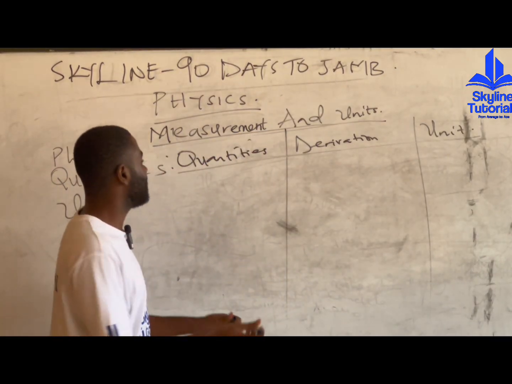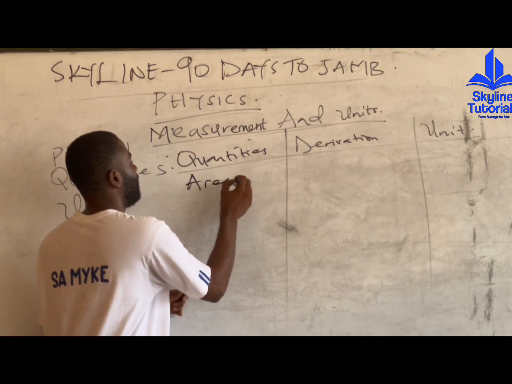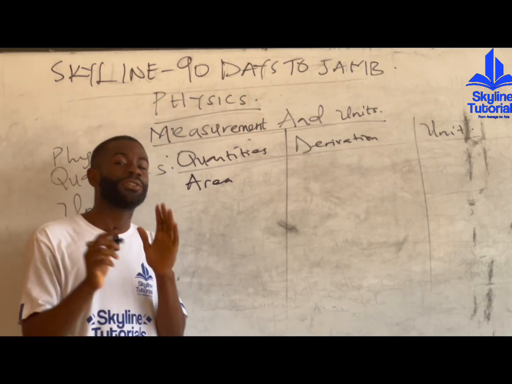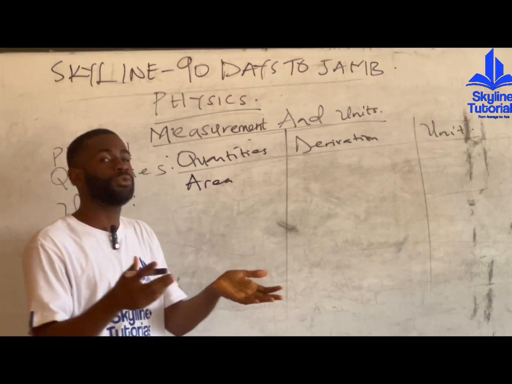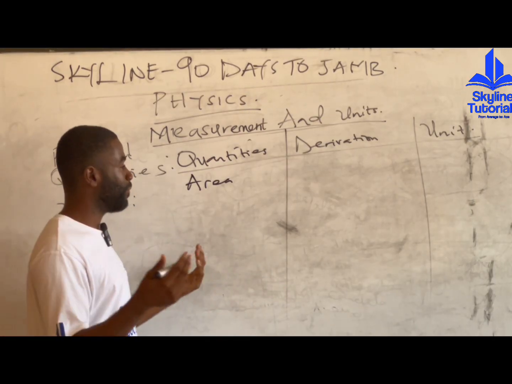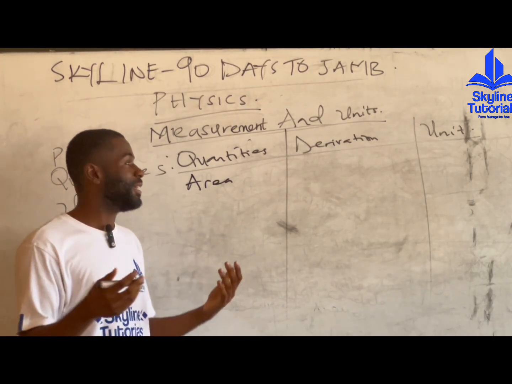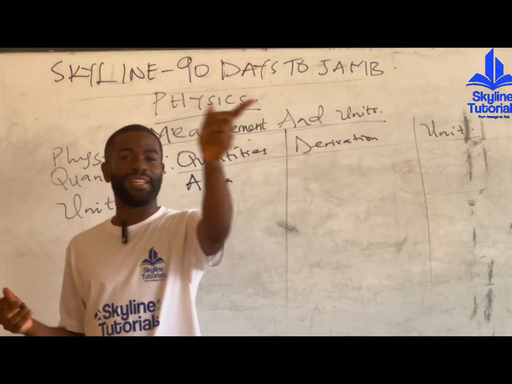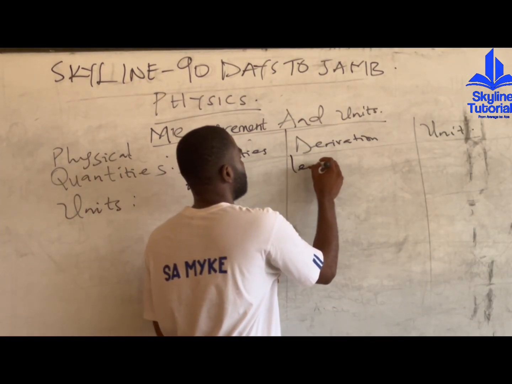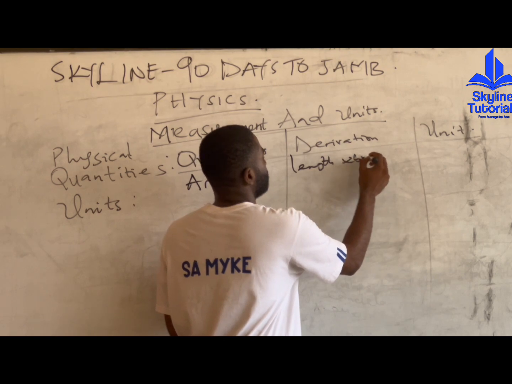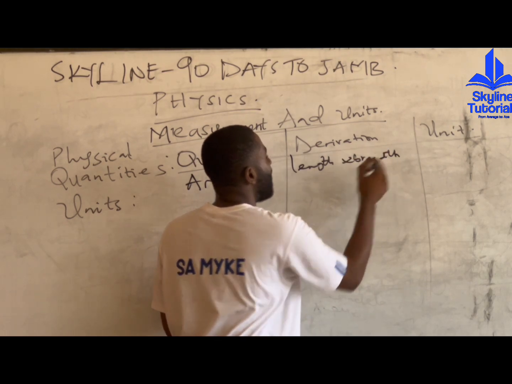The first we'll be looking at is area. Area basically is the total distance around the shape, or a shape or a building. Let's say I want to get the area of this room, for example. It is gotten by the multiplication of its length and its breadth. So since it depends on length and breadth, it is a derived quantity.